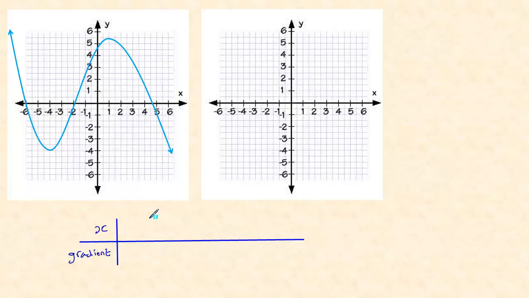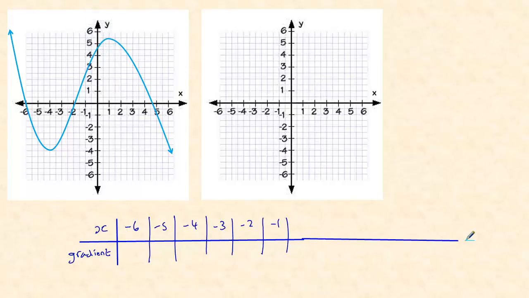Now, let's go across here from -6, -5, -4, -3, -2, -1. We're going to need a longer table. And then 0, 1, 2, 3, 4, 5, and 6.